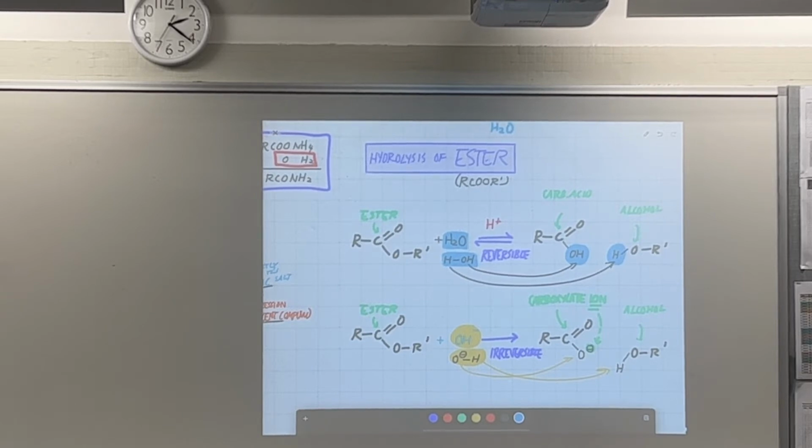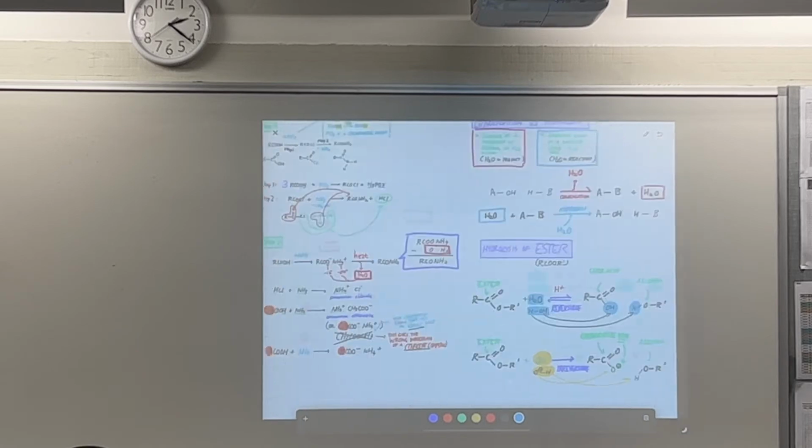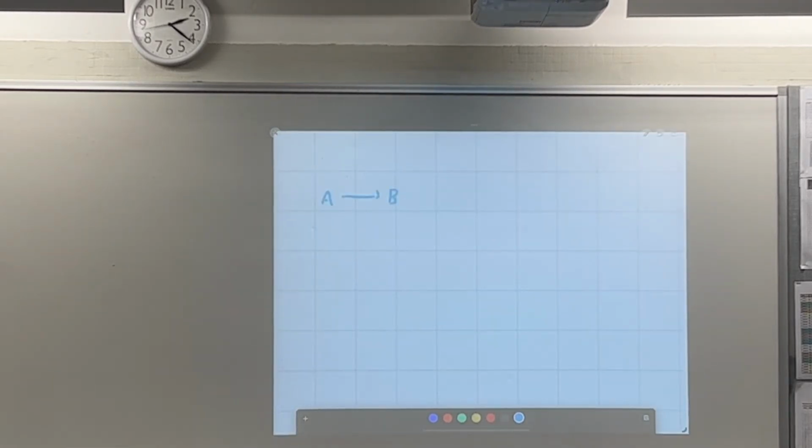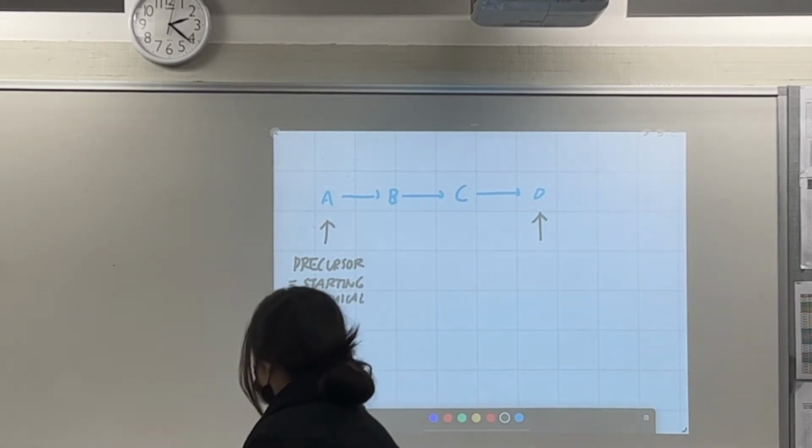Okay, and yes, you can see here, let me put down, in a reaction, when you have A becoming B, becoming C, becoming D, this is what we mean by the precursor. Precursor means the starting chemical. And there's one final product. Okay, we still have another student left. So we are referring to the worksheet, question 1.